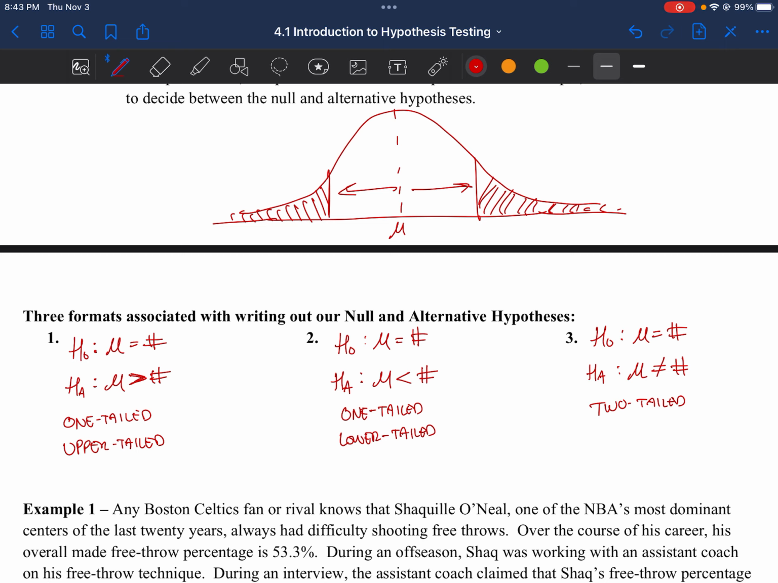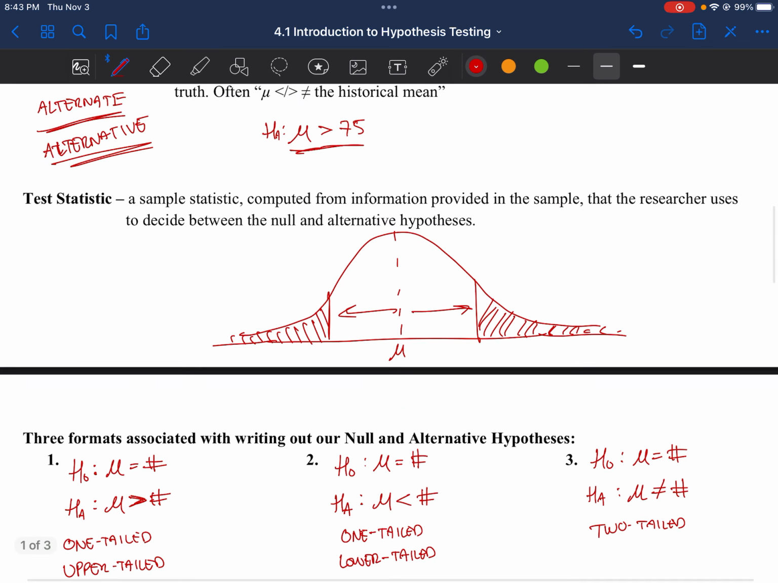You can see both tails are being highlighted. And so we are going to be using all of the stuff that we learned about probabilities and finding the probability that something happens below a certain value, especially when I'm doing a sampling distribution. And then we're going to compare that to a value that we set, called the level of significance, that we'll talk about in just a little bit. And that will help us determine whether we accept or reject our null hypothesis. Okay?